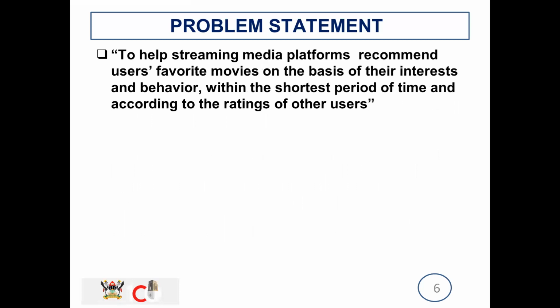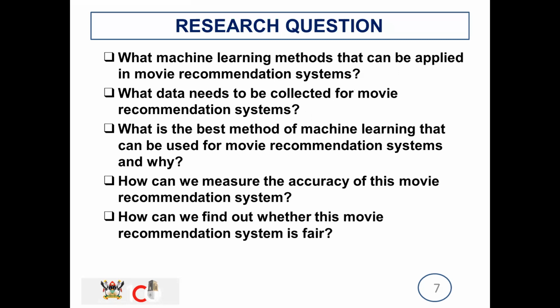This is our problem statement: to help streaming media platforms recommend users' favorite movies on the basis of their interests and behavior within the shortest period of time, according to the ratings of the users. These are the research questions. Which machine learning methods can be applied in recommendation systems? We know these techniques can be either supervised or unsupervised. What data needs to be collected for the movie recommendation system to work? What are the best methods to use? How can you measure the accuracy of this recommendation system, for accountability?